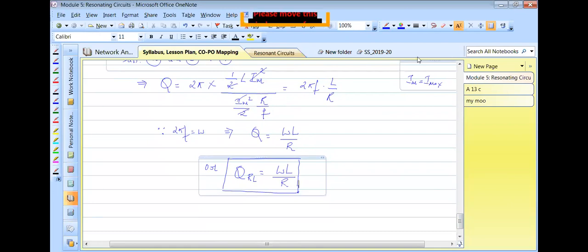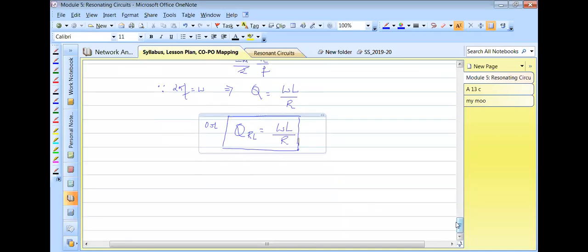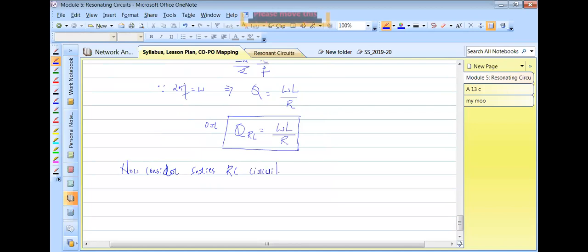Okay. Now let's go on with the quality factor of a series RC circuit. Till now what we have done is for the series RL circuit. Let's now do it for the series RC circuit.